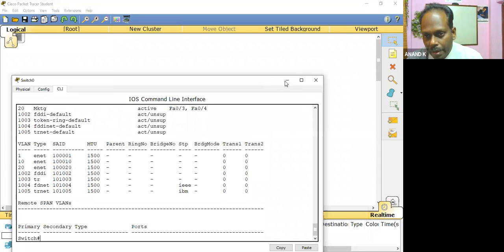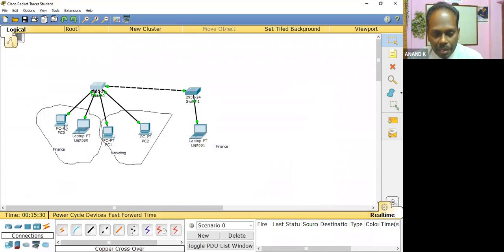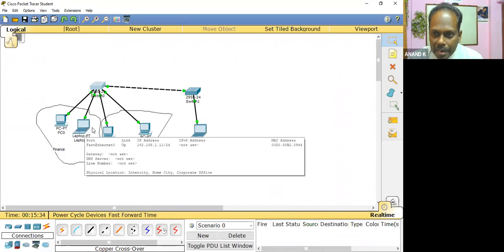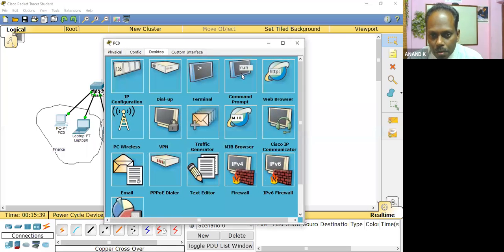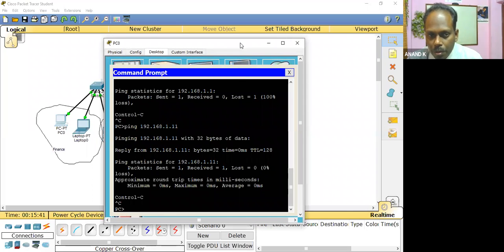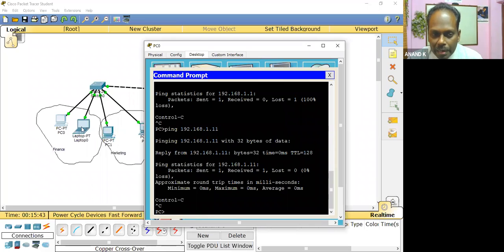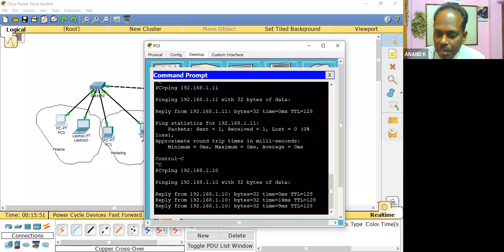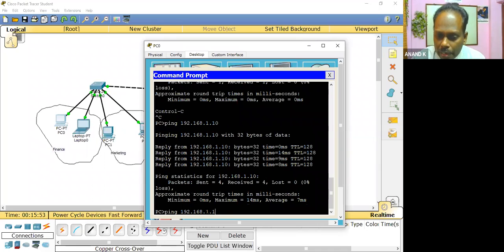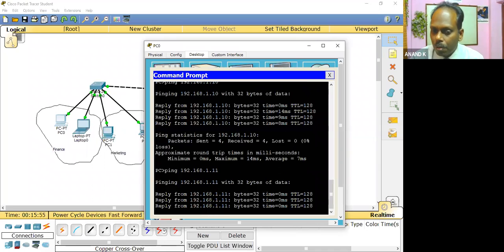Now we need to test. These two are now in VLAN 10. These two are now in VLAN 20. You see this now. I'm going to the terminal prompt. You know these IPs: 1.10, 1.11, 1.12, and 1.13. You see this, ping 1.10. Of course, it is self-pinging. Okay, it happens. 1.11, it happens. Both of them are colleagues.